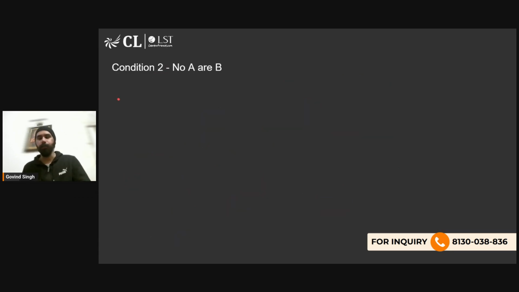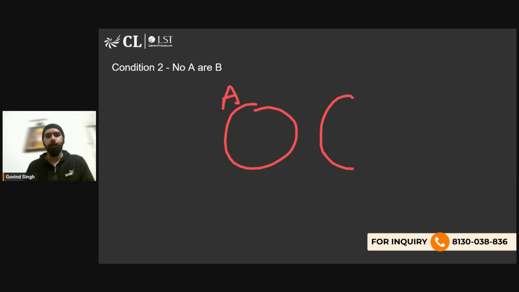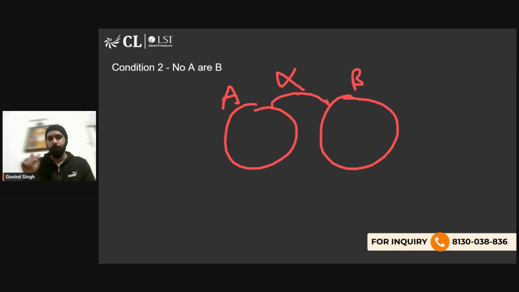Now the second condition, no A or B. कोई भी A B नहीं है, इसको आप कैसे represent करोगे? How would you put it on a Venn diagram? So you first draw a simple A as a circle, you draw a B as a circle, and you show an arrow or a bridge and say no connection can happen. You draw a cross over it.